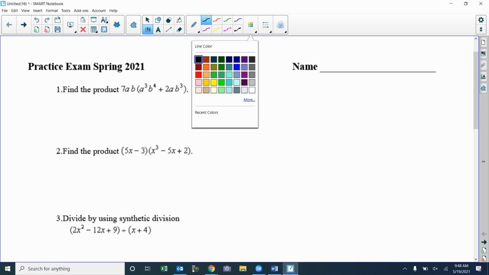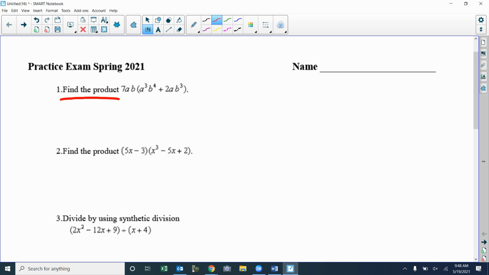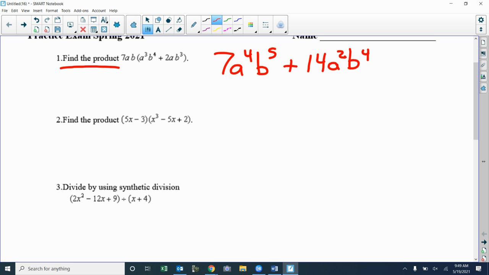And of course, we'll start with finding the product. So multiply numbers, add exponents here. So we're gonna end up with 7a to the 4th b to the 5th, plus multiply numbers, 2 times 7, 14, a squared b to the 4th. Pretty straight up there, is everybody okay? Again, it will be multiple choice, so we'll have to see what's going on with that.